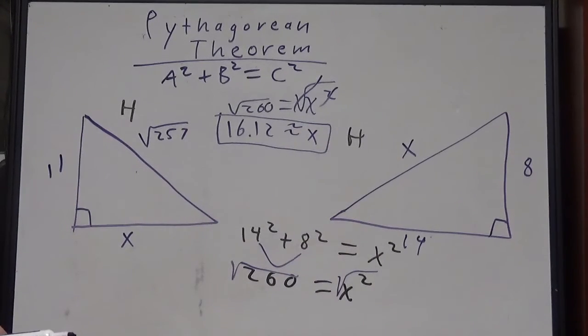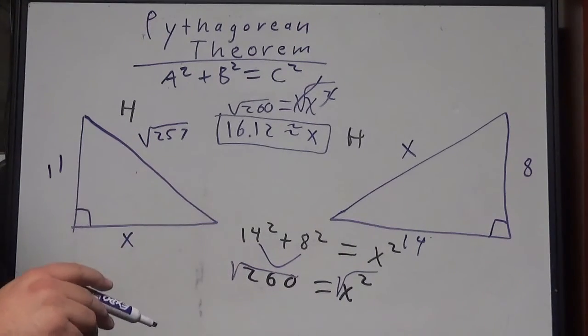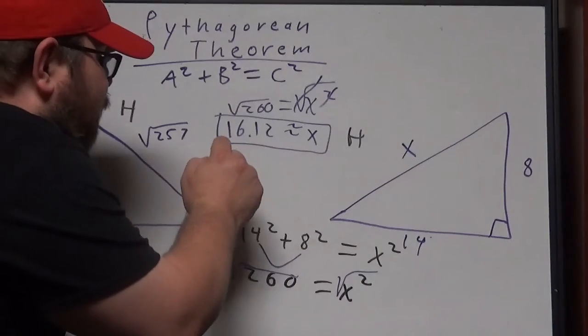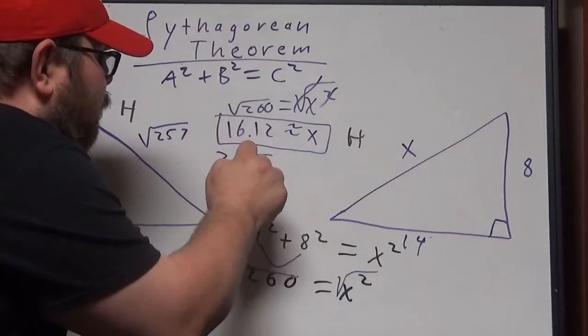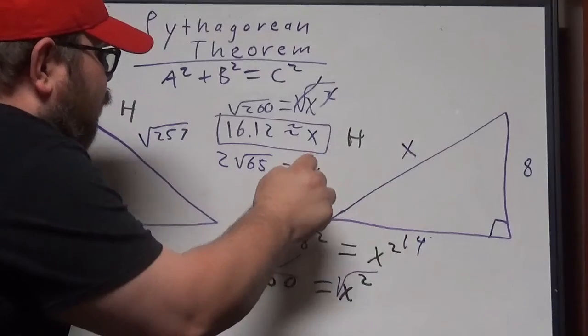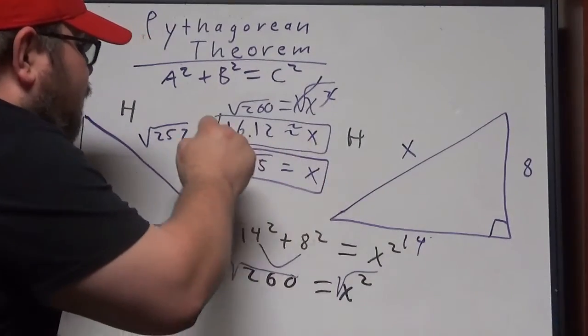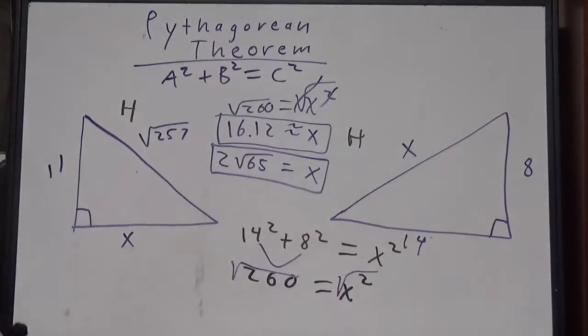If I simplify that down, I could get 2 root 65 equals x. Again, either one of these is fine. I don't really care which one. They mean the same thing. So, that's a lot of information.